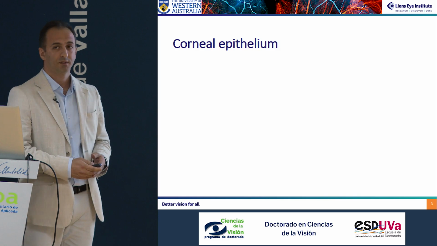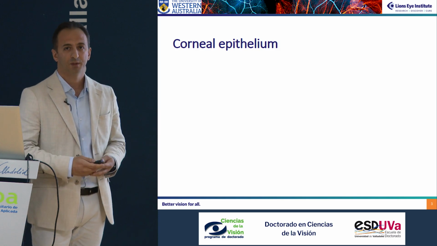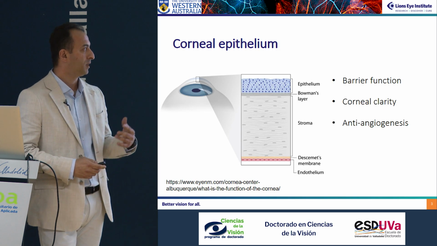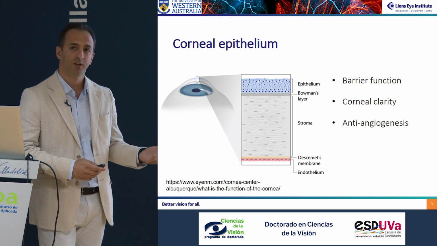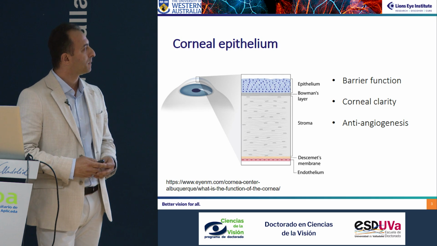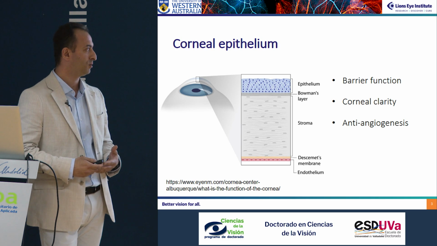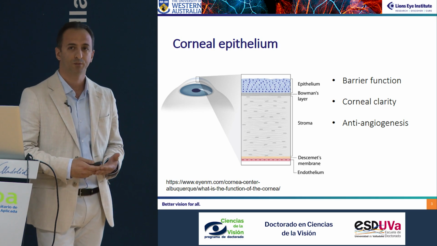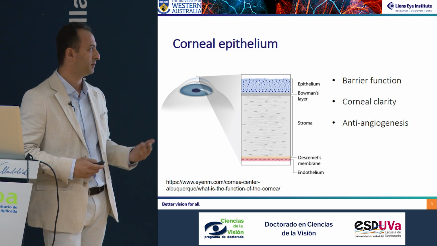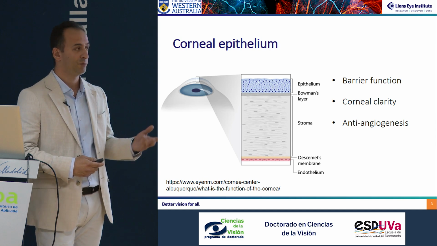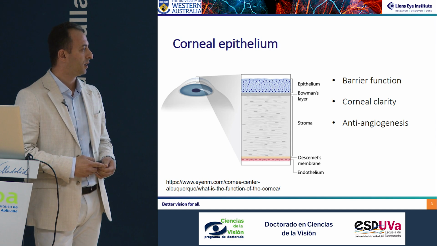Corneal epithelium is one of the most important parts of the ocular surface that provides a protection against the external factors, and also it maintains corneal clarity. And as we know, cornea has to remain avascular to provide optimal vision, and corneal epithelium is one of the factors that contributes to maintaining corneal avascularity and clarity.